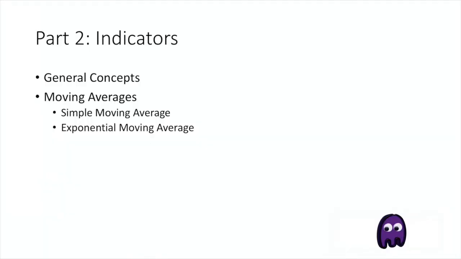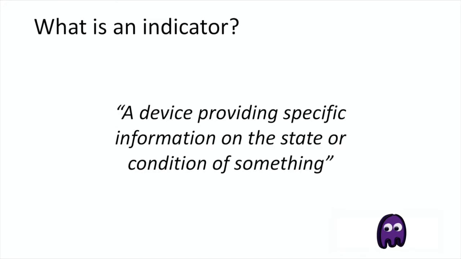Part 2, indicators. Here we review some general concepts and really discuss in detail moving averages and their application to cryptocurrencies. In particular, the simple moving average and the exponential moving average. What is an indicator? It's a device for providing specific information on the state or condition of something.